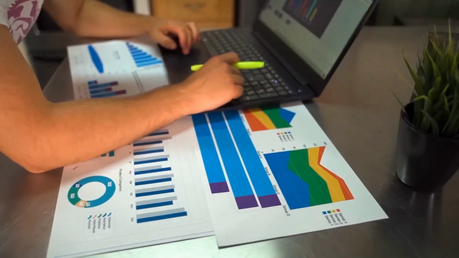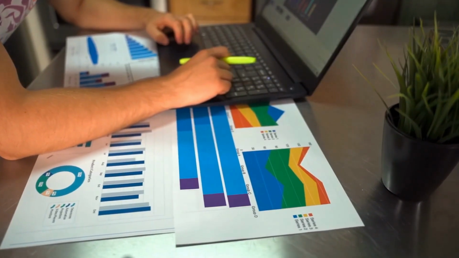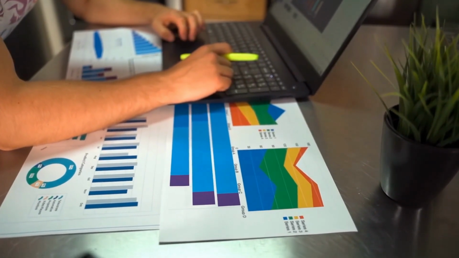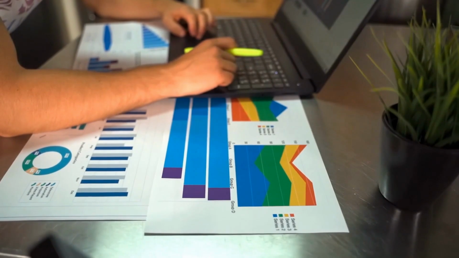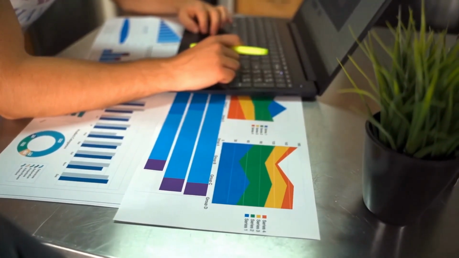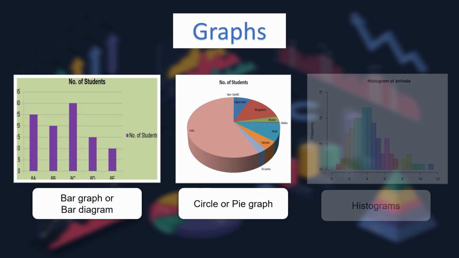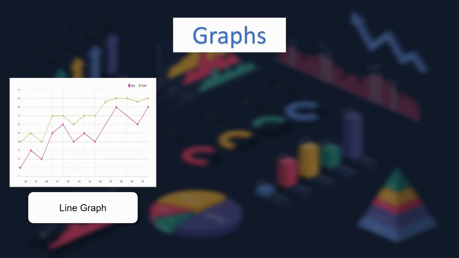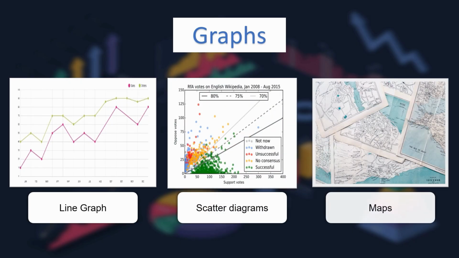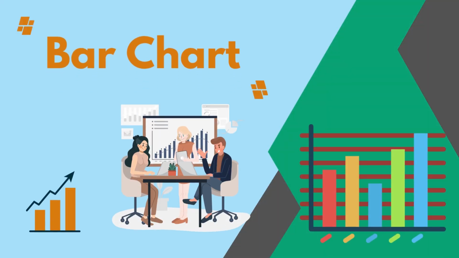If your report contains many descriptive tables, it may be more readable if you present the most important ones in figures. The most frequently used figures for presenting data include bar charts, pie charts, histograms, line graphs, scatter diagrams, and maps. Let us look at each of these one by one. The first one is the bar chart.